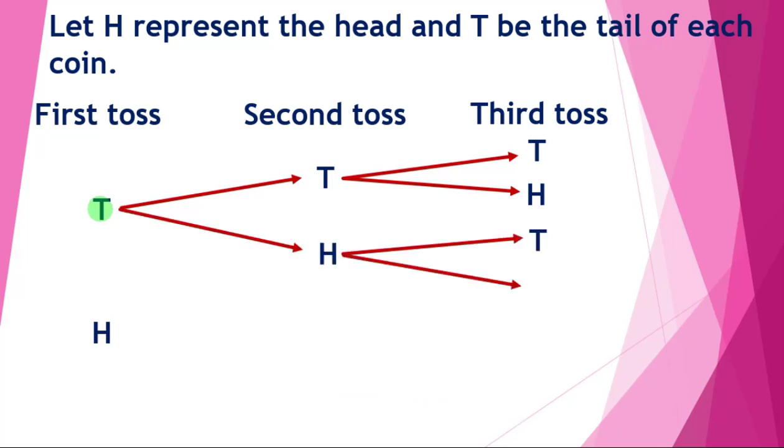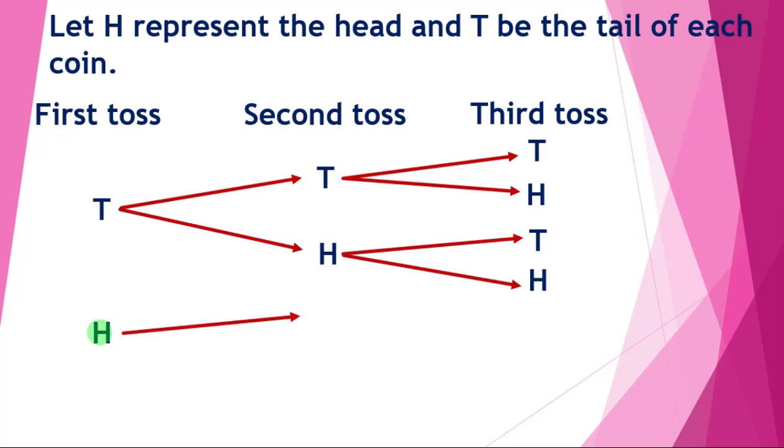So say for example, in the first toss, we have a tail. In the second toss, there are 2 possibilities, the tail or the head. And then, once on the first toss we have a tail, and on the second toss we have a tail, on the third toss you have 2 possibilities. It could be either tail or head, T or H. So we're done with this part. Then what if the first toss is a tail, the second is the head, and on the third toss there will be 2 possibilities. It could be T or H.